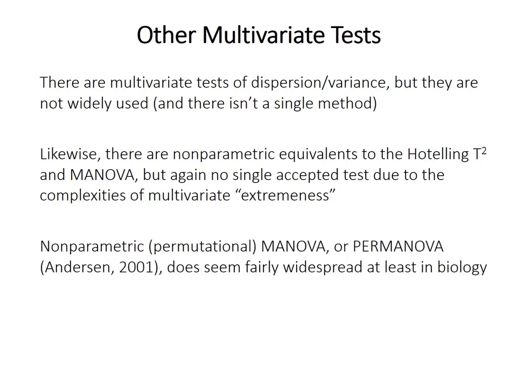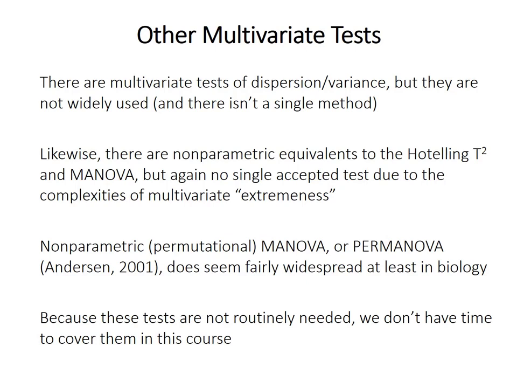I will mention this thing called PERMANOVA, or permutational MANOVA, as a possibility if you have non-normal data and want to do MANOVA. It does seem to be fairly widespread, at least in the biological literature. But we're not going to cover tests for all these specific situations because you're not likely to encounter them. They're a bit more sophisticated than we really need for 99% of our data analysis. So you can look into them later on if you need to for your particular work.